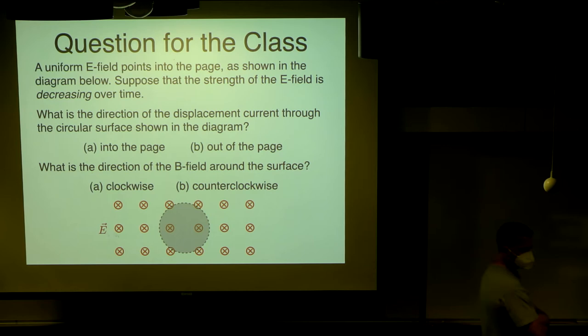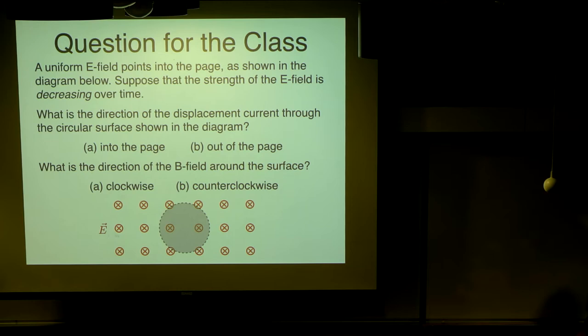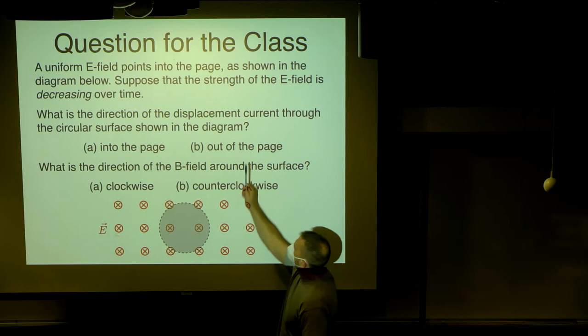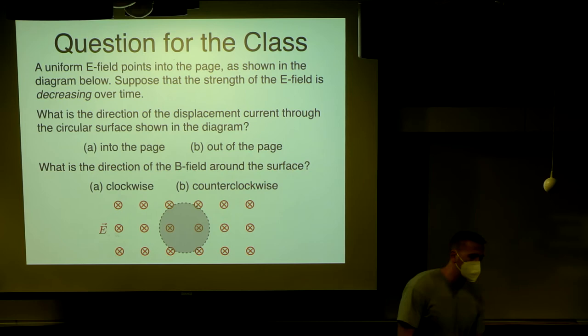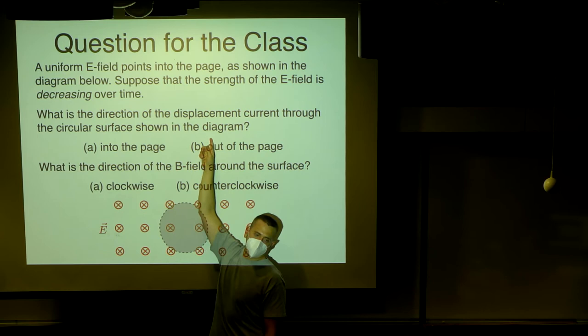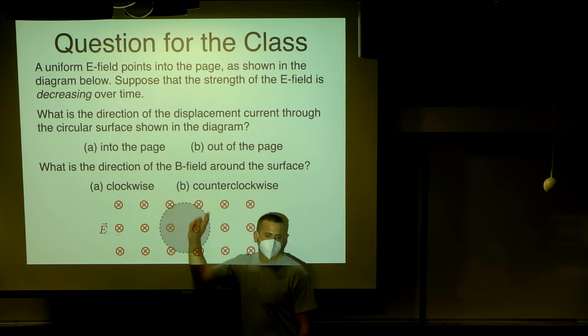You guys have your answers. Got a pretty good idea what the answer is. Okay. Displacement current through this circular surface. Into the page or out of the page? Who says A, into the page? Who says B, out of the page? Okay, good. Direction of the current. Who says A, clockwise? B, counterclockwise.